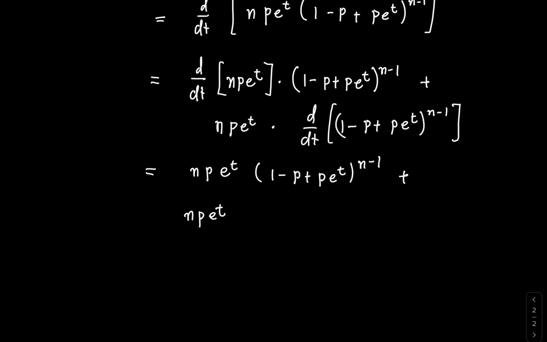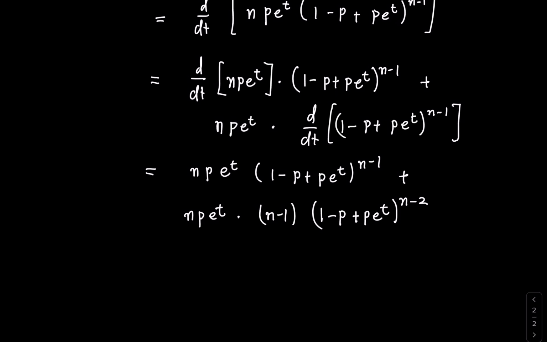So again, what we have to do is take our power down the front. So then that becomes times n minus 1. That's the first part. Then we've got to take 1 off the power. So we've got our expression here again, 1 minus p plus p e to the t. Now that becomes to the n minus 2.